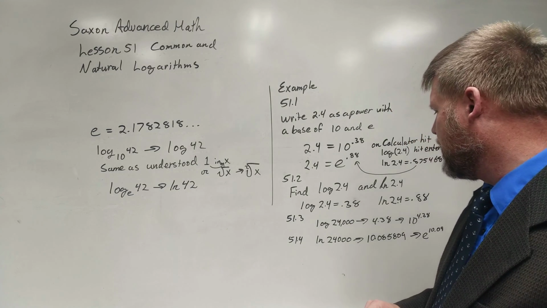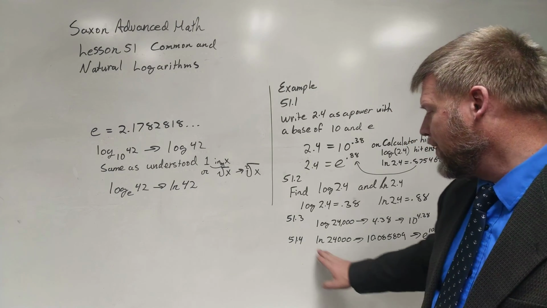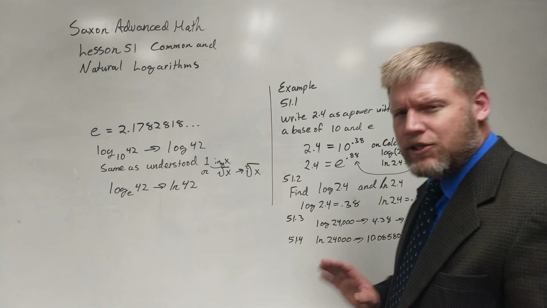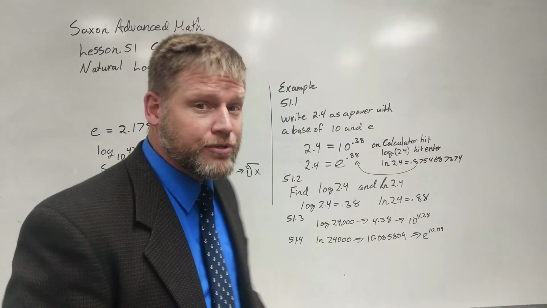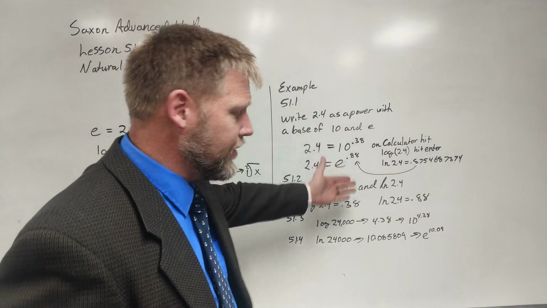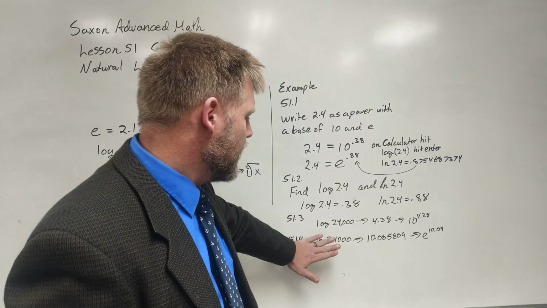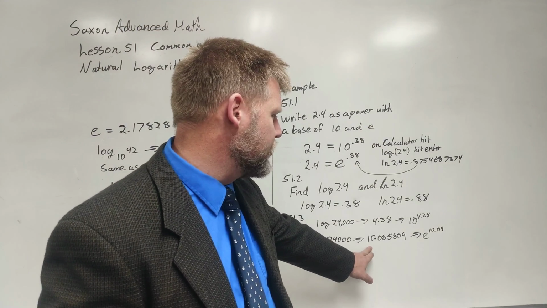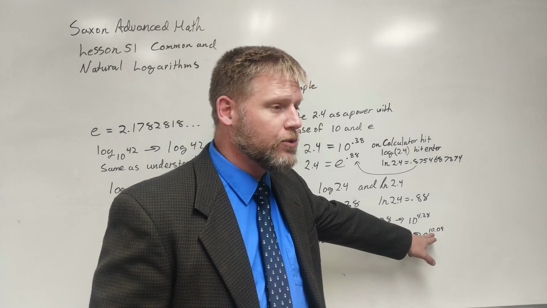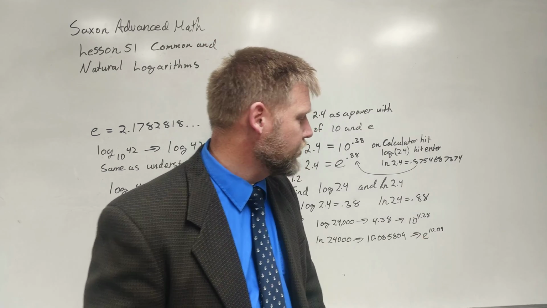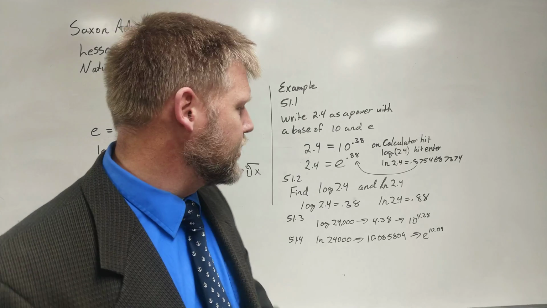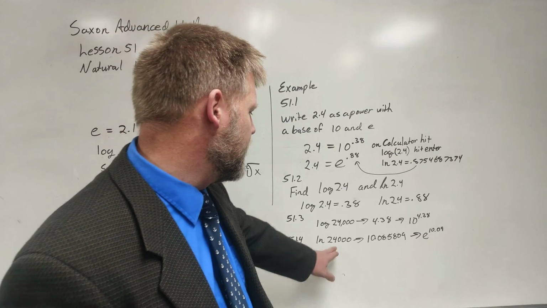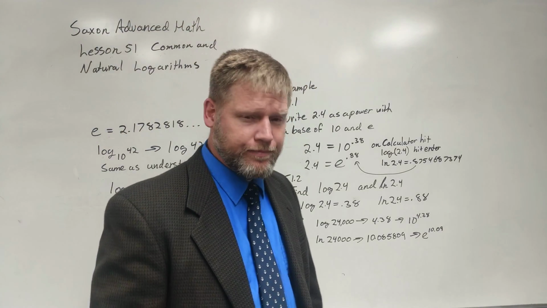51.4 says write it as a natural log. So I hit ln of 24,000. This should be an easy lesson for you because we are using the calculator and we're just following these same steps over and over to get a value. When I hit ln of 24,000, I get 10.08. I'm going to round that to 10.09. And so e raised to the 10.09 power is going to give me 24,000.